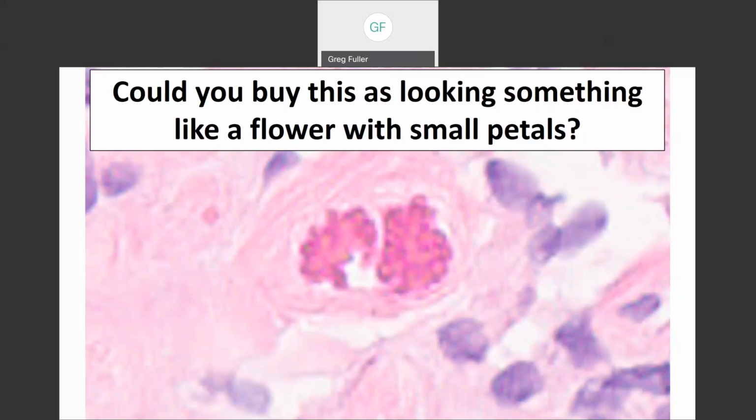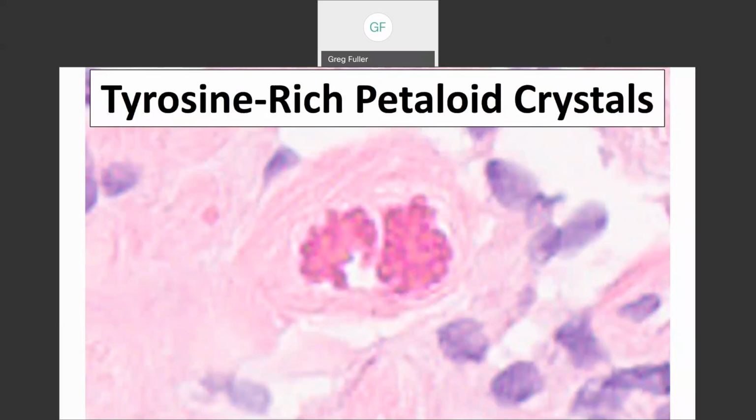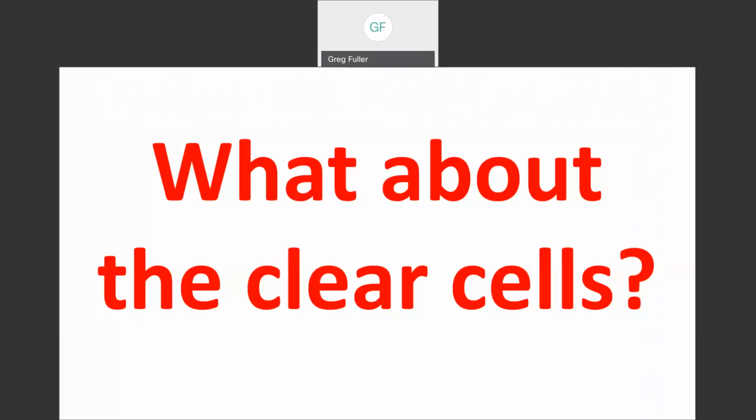All right. Could you buy this as looking something like a flower with small petals? I hope you can. These are tyrosine-rich petaloid crystals, like petals on a flower. All right, great.